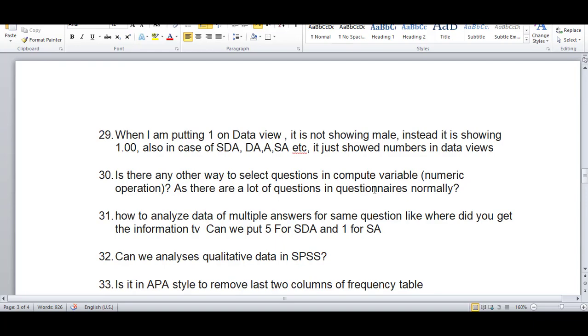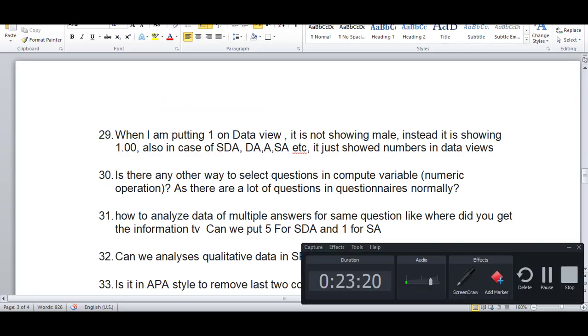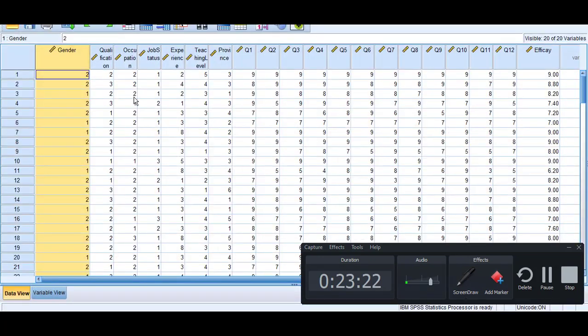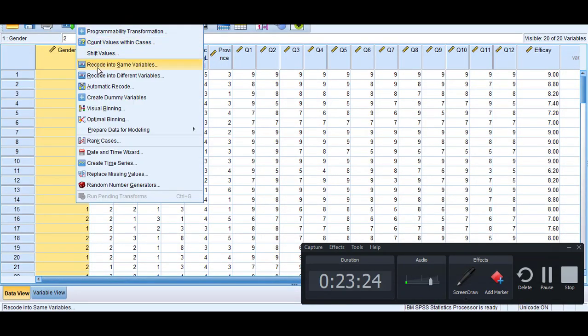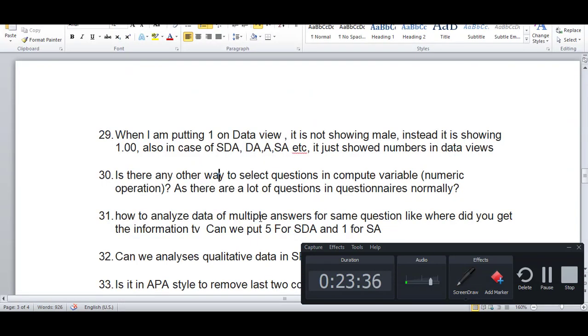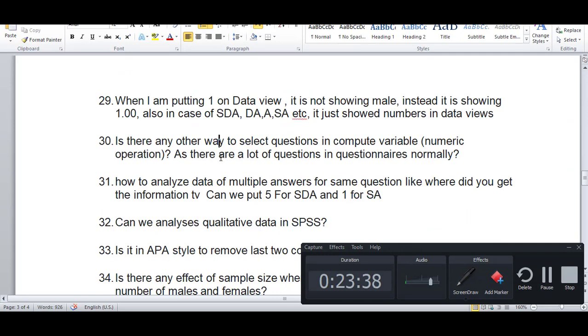Is there select? There's also another way, but when there is an easy way, why are you going to the other way? Like transform is also recode into same variable, recode into different. This process also does somehow this thing. Recode means recode using some formula, and compute means to create another variable. So you can use both variables, and if you have many variables, you can do it the easy way by clicking it. So it's not a big deal.